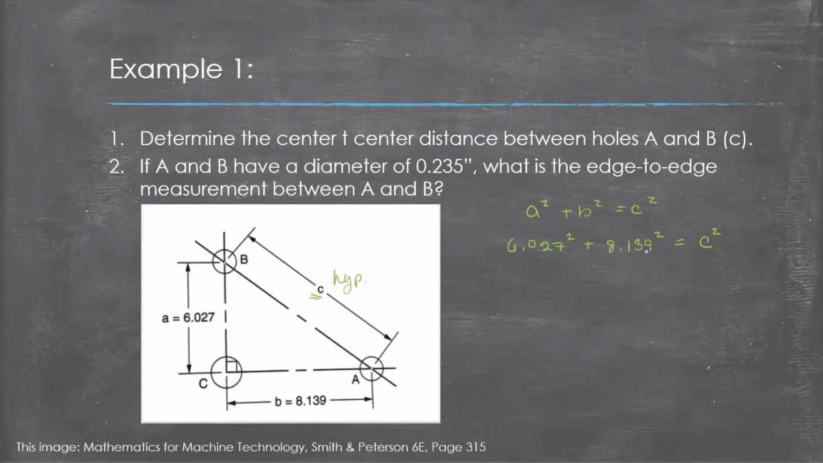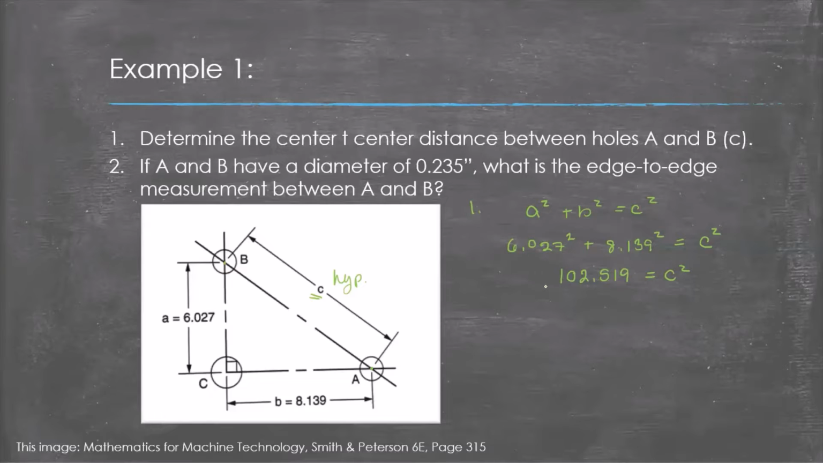You can do this in one step in your calculator. Give it a try, see if you get the same number. 6.027, press your squared button, plus 8.139, press your squared button and make sure you hit equals. That's really, really important. You should find for your answer, you get 102.519 equals c squared. Now when you get this, this is not c. This is not the answer for 1.